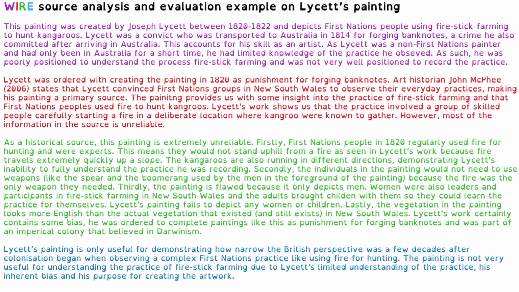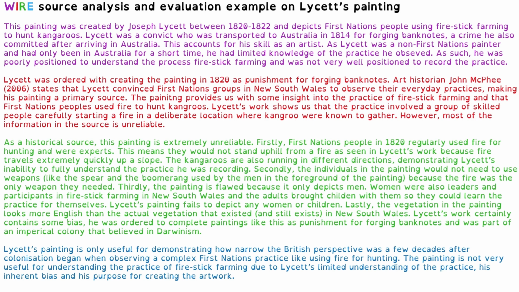Firstly, First Nations people in 1820 regularly used fire for hunting and were experts. This means they would not stand uphill from a fire as seen in Lycett's work because fire travels extremely quickly up a slope. The kangaroos are also running in different directions, demonstrating Lycett's inability to fully understand the practice he was recording. Secondly, the individuals in the painting would not need to use weapons like the spear and the boomerang used by the men in the foreground of the painting, because the fire was the only weapon they needed.